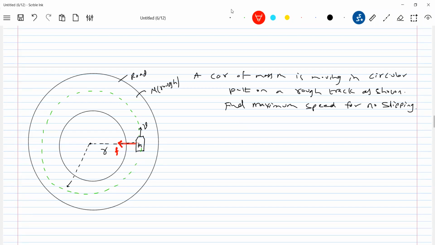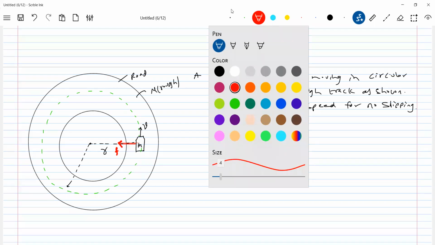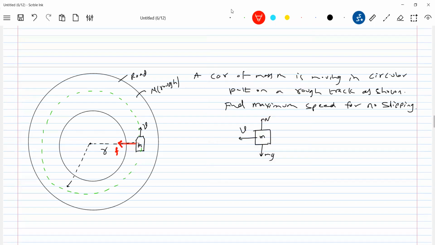So here if you take the diagram, it will be like this. This will be m, normal contact. This will be mg. This will be velocity. And this will be the friction. And it's going to move in a resultant path like this. Got the idea. So what is now? The friction will provide the required centripetal force.